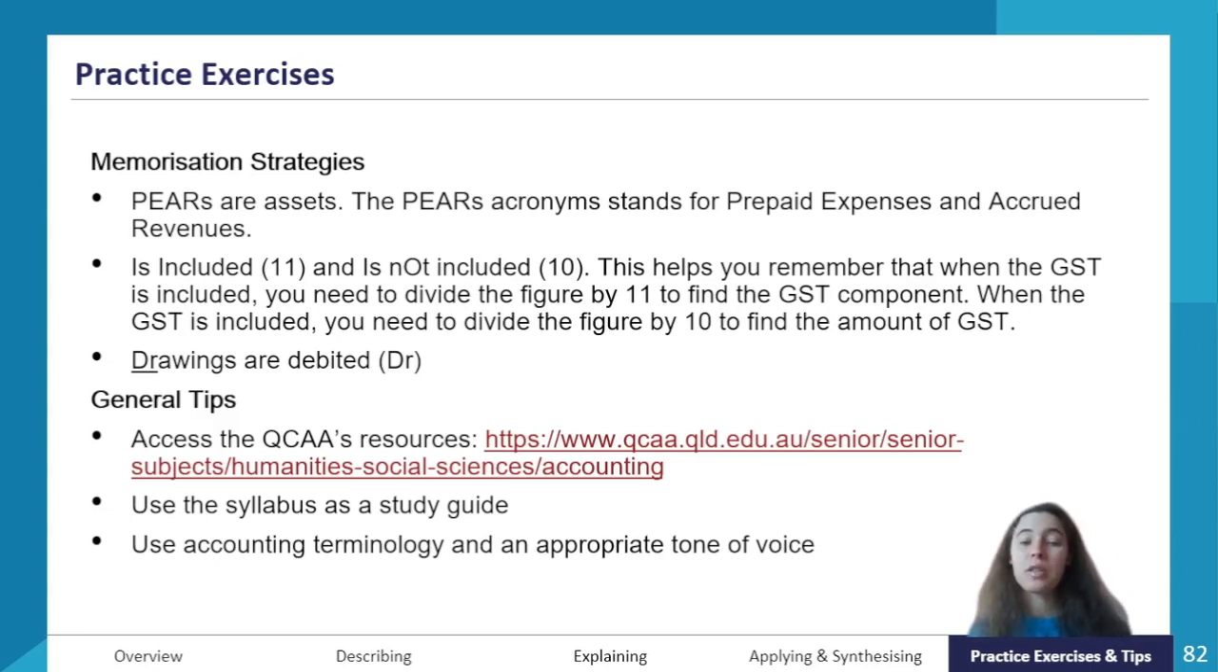And make sure you're using accounting terminology and an appropriate tone of voice whenever you do reports you may have to write, whenever you're speaking about different accounts, because that is going to show that you have knowledge of the correct words to be using, and it makes it sound more formal and sophisticated. That's part of your communication.